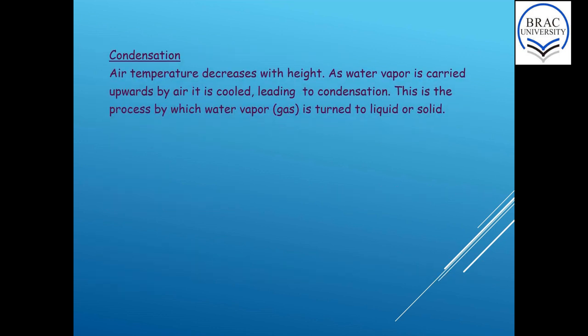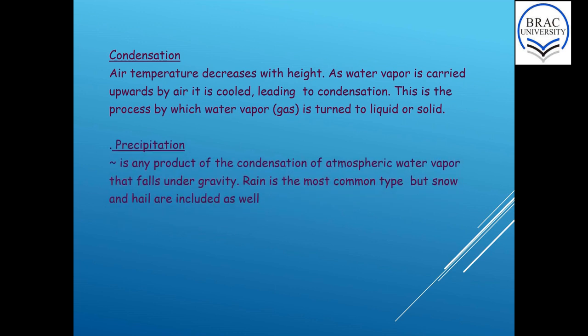Then condensation. Air temperature decreases with height. As water vapor is carried upward by air, it is cooled, leading to condensation. This is the process by which water vapor turns to liquid or solid. After that, precipitation is happening. So precipitation is any fall due to gravity. Different forms of precipitation are rainfall, hail, snow, fog, dew, etc.